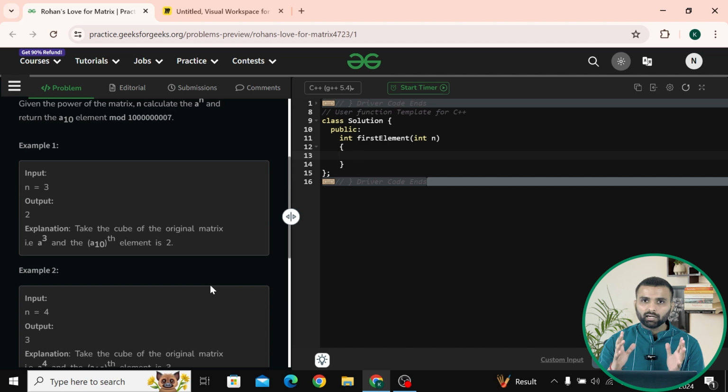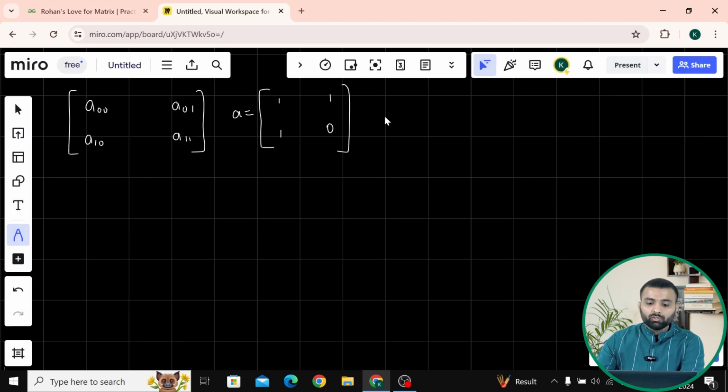So let's understand this question. This is the original matrix we are given, named A. So A 0 0 we have one value here, and A 0 1 we have 1, A 1 0 we have 1, and at the A 1 1 position the value we have is 0. So in this position we have 1, in this position we have 1, in this position we have 1, and in this position we have 0.